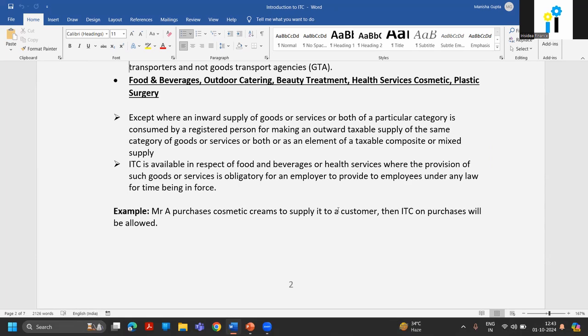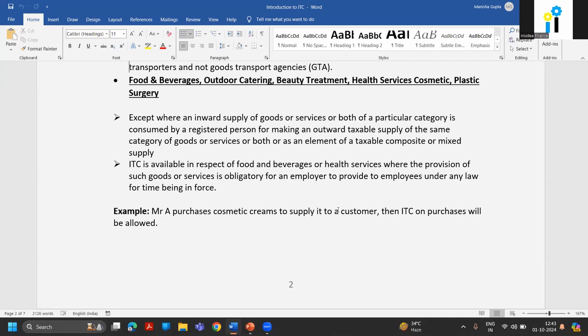It means you can claim ITC on food and beverage or health service when the employer provides that service to his employees. At that time you can claim ITC. But if you are using food and beverage, outdoor catering, beauty treatment, health service, cosmetic, or plastic surgery for your business purpose, then you cannot claim ITC.